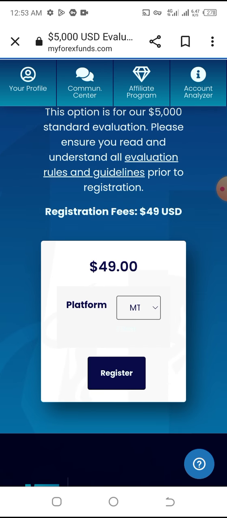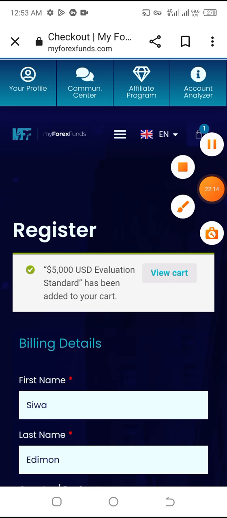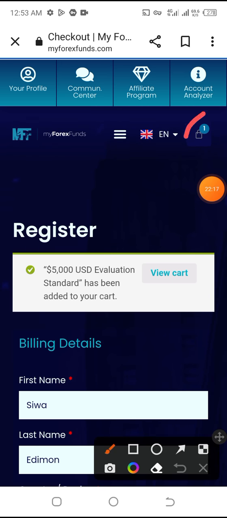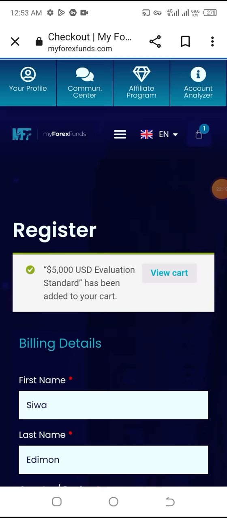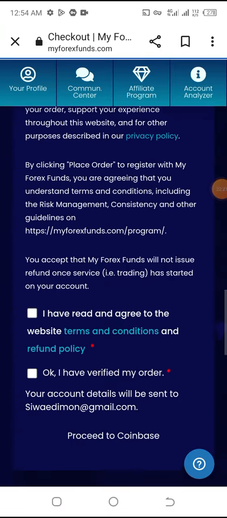So I come and click register. So I've clicked register and I'm going. You see now I have 1 order here. There is only 1 order here. Now I scroll down because I'm going to pay via card.